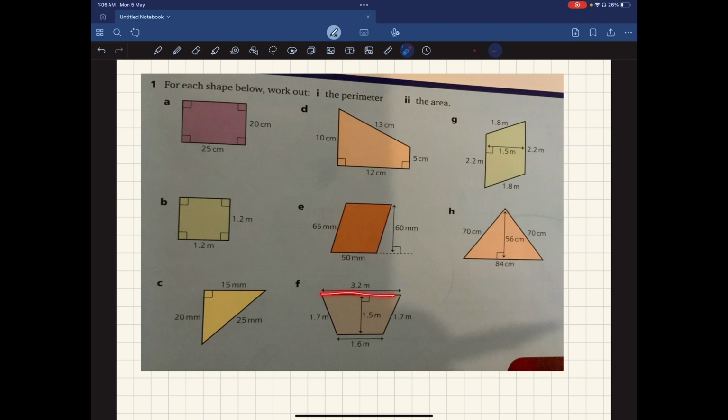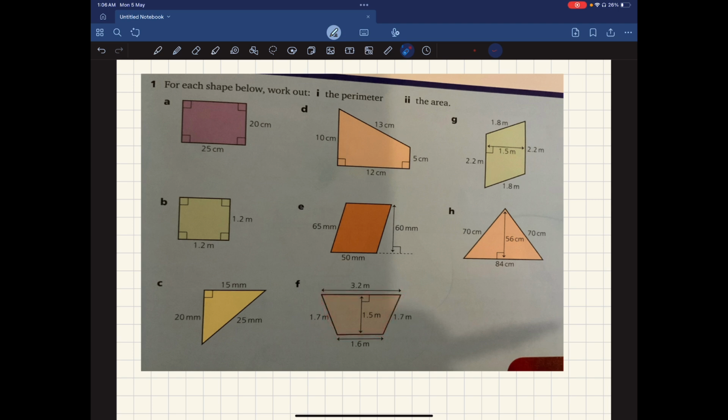Next, again, we have a trapezium. So half into the sum of parallel sides. And what is the height? The perpendicular distance between the parallel sides. So it's going to be half into 1.6 plus 3.2 into 1.5. So first we are going to solve this bracket and then we're going to calculate the area. The perimeter is going to be 1.7 plus 1.6 plus 1.7 plus 3.2.